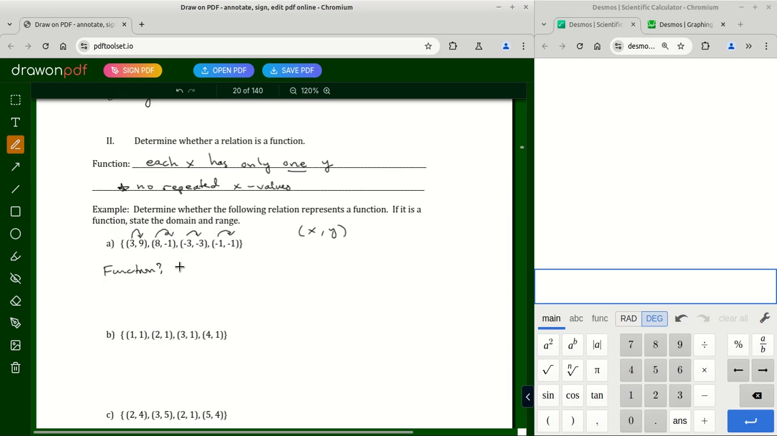So they're going to say, is this a function? And you say yes. Then we have the domain and range that we still have to fill in. Well, they're talking x's and y's. So what are my x values? I got a 3, I got an 8, I got a -3, I got a -1. For my range, I got a 9, I got an 8, I got a -3, I got a -1. I'm just looking at the second numbers.